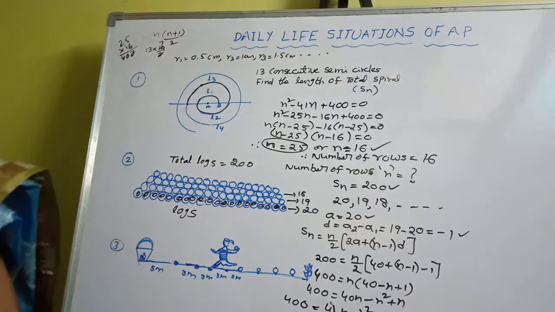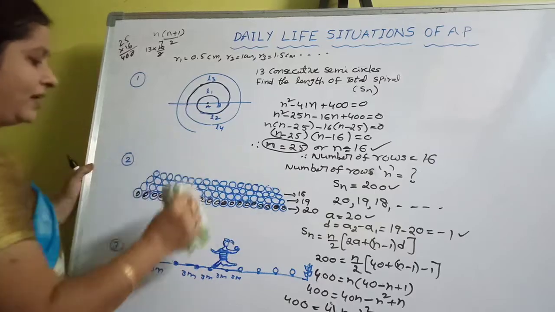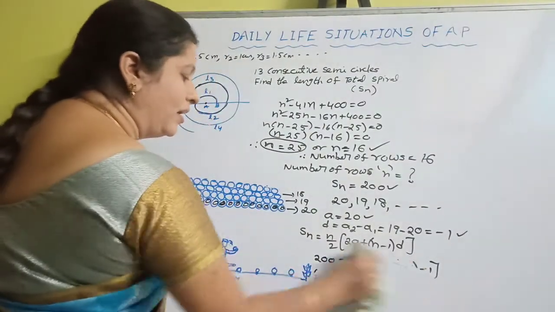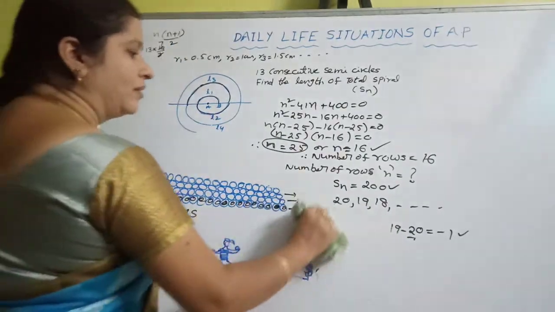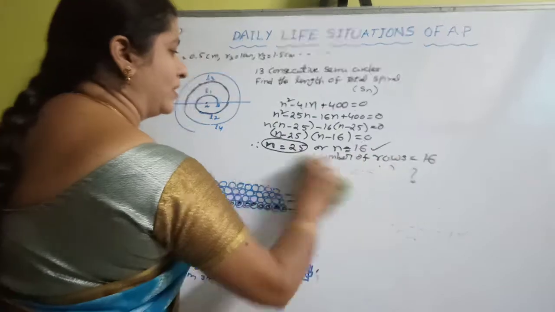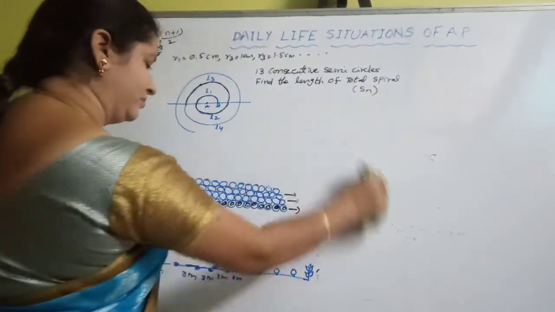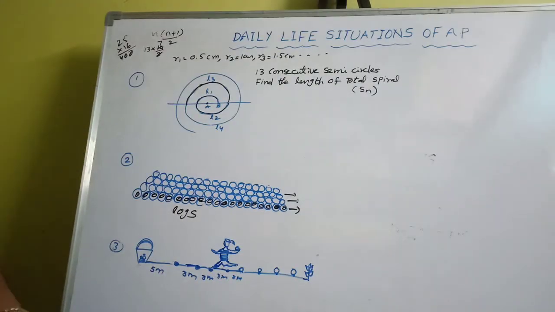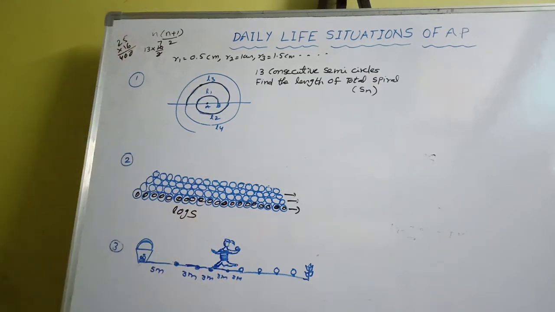So now coming to the third question. These three are very important questions. These three are only 4 marks questions. This is the last topic in arithmetic progression. So the third one, is it clear? The picture is clear?